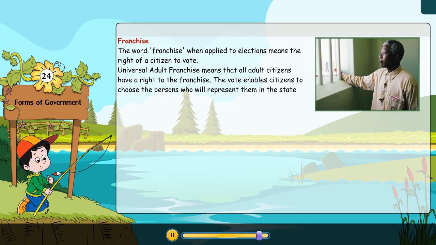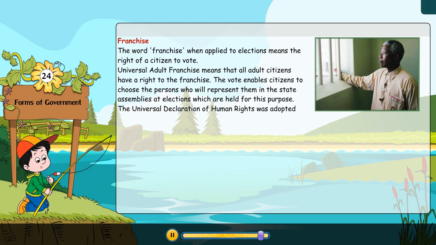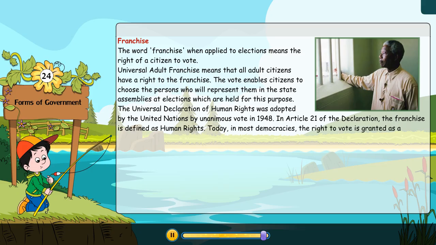The Universal Declaration of Human Rights was adopted by the United Nations by unanimous vote in 1948. In Article 21 of the Declaration, the franchise is defined as human rights. Today, in most democracies, the right to vote is granted as a birthright without discrimination with regard to race, ethnicity, class, or gender.